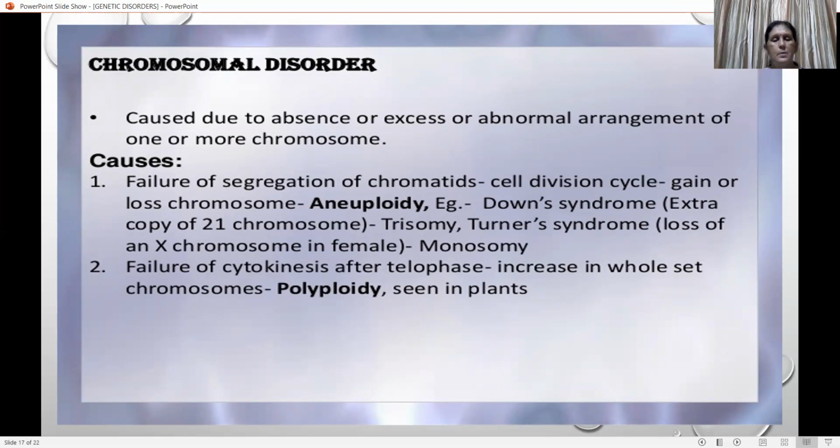The third one is failure of cytokinesis. Cytokinesis means cytoplasmic division. During gamete formation, after two nuclei are formed, cytoplasmic division follows, but here cytokinesis does not occur after telophase. So there is an increase in the whole set of chromosome number, and it is called polyploidy.